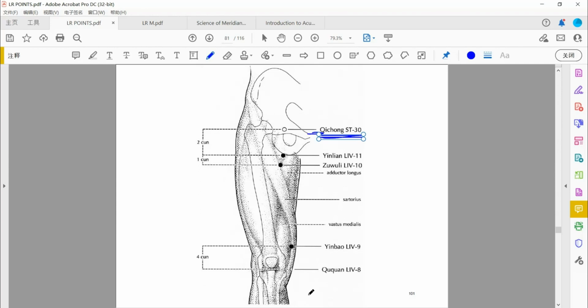Let's play, take a look. Liver. That's okay. Or do we need to play? Should be fine, this one.